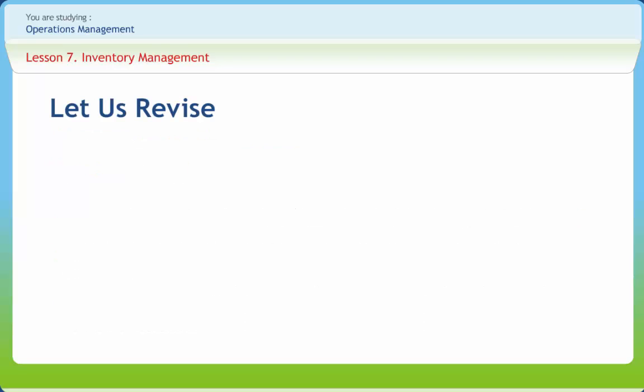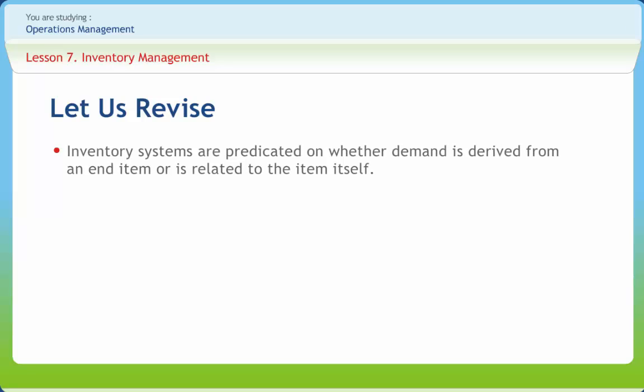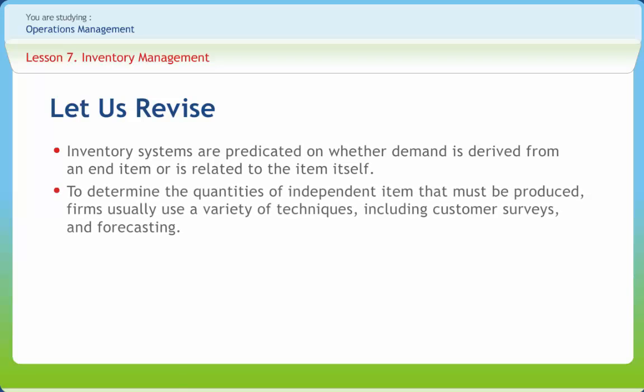Before we end, let us briefly revise what we have studied till so far. Inventory systems are predicated on whether demand is derived from an end item or is related to the item itself. Because independent demand is uncertain, extra inventory needs to be carried to reduce the risk of stocking out. To determine the quantities of independent item that must be produced, firms usually use a variety of techniques including customer surveys and forecasting. These were discussed in the chapter on forecasting.